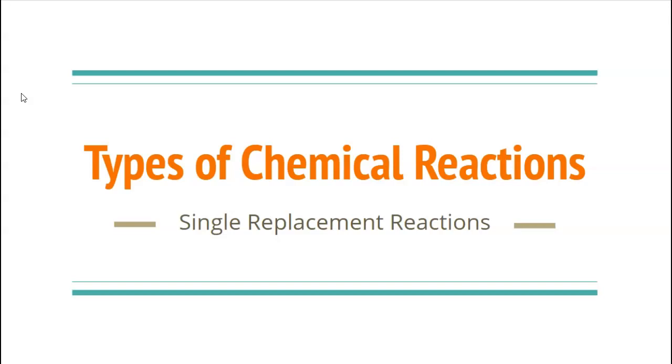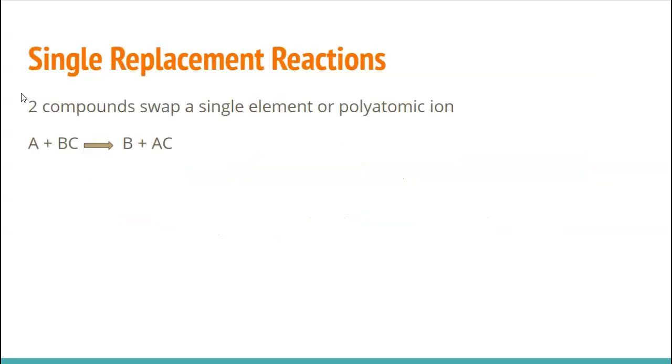But single replacement gives you a little bit of an idea of what's going to be happening here. So in a single replacement reaction, basically one thing is going to switch places with another thing. So if we're just using simple letters here, in this case, A is going to switch places with B. Notice A is by itself and B is bonded to C. Well, if A and B switch places, then B is going to be by itself and A and C are going to be together.